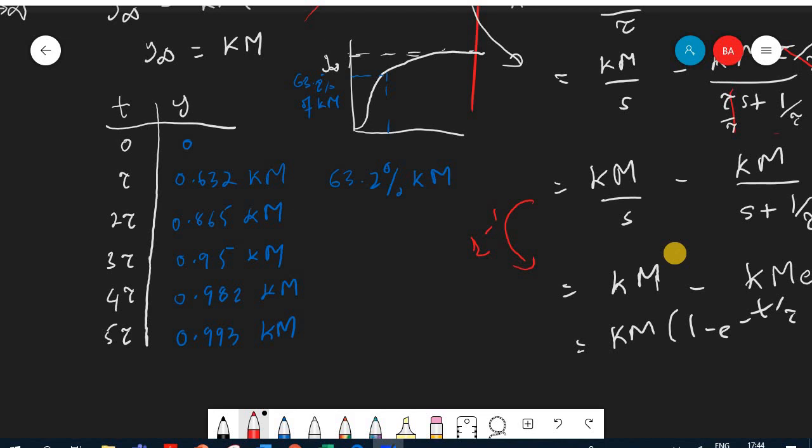The two things that I need to mention here is that definitely at 1 tau I'm going to reach 63.2% of Km. In other words, if I want to find the time constant of my process, I can take the 63.2% of the Km, or from the initial to the final value, I take the 63.2% and I can find what? I can find tau. So I can do it the other way around. From the 63.2% information, I can get the value of tau.